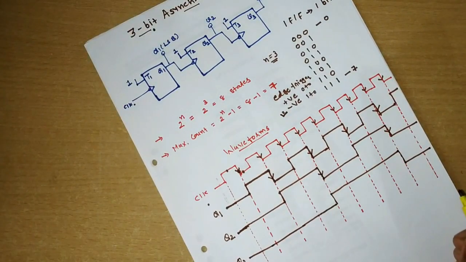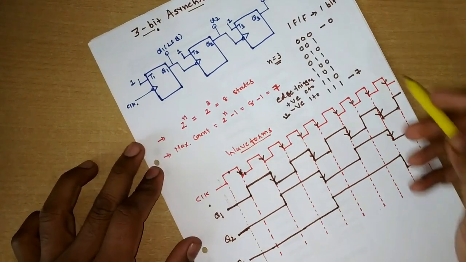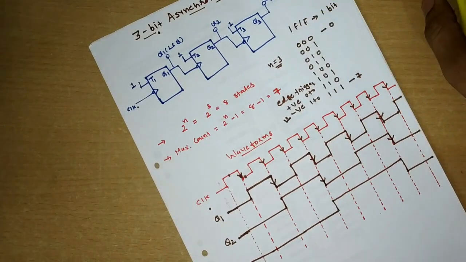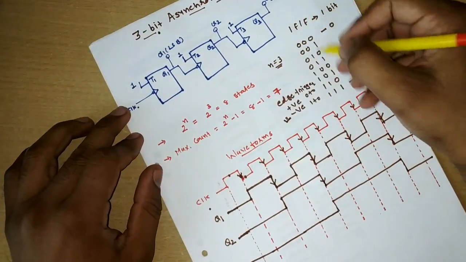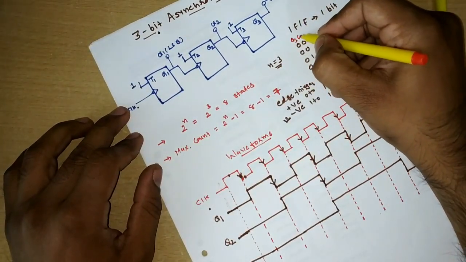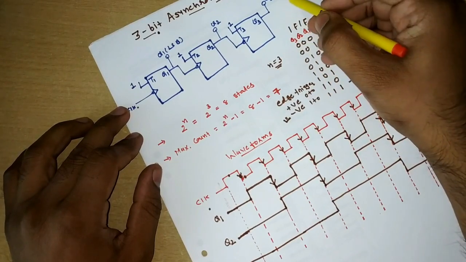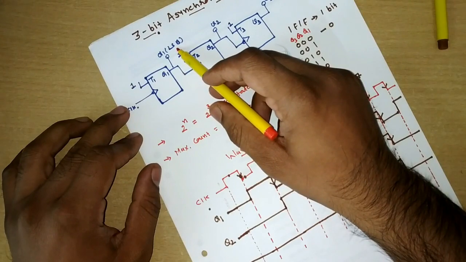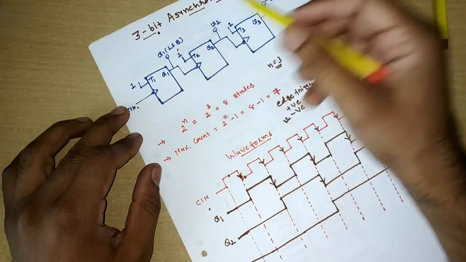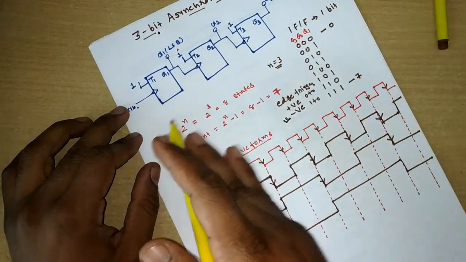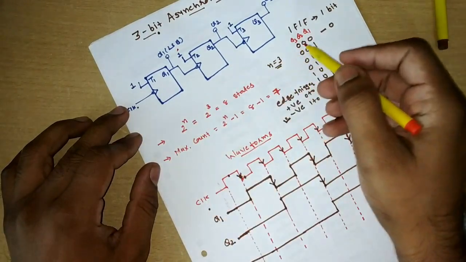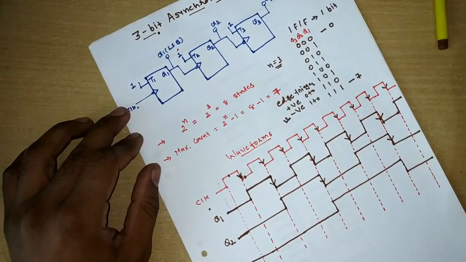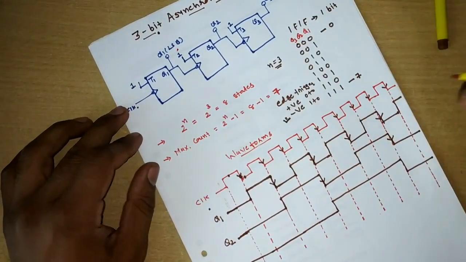So now we have marked here, Q3 is my MSB. When I'm writing all the states, this is my Q3, Q2 and Q1. MSB, you are aware, is the most significant bit, and LSB stands for the least significant bit. Normally the MSB is at the left side of all the bits. It is the leftmost bit, and the LSB is the rightmost bit. It has a lower weightage.